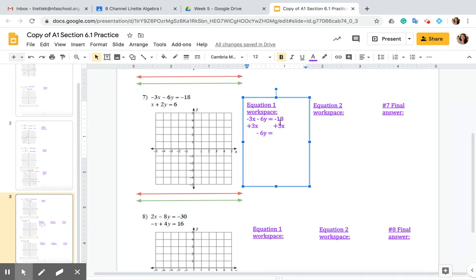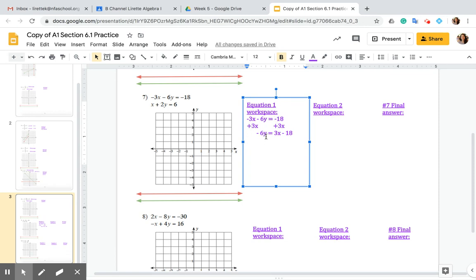All right, and then at the right, I can't combine these two terms. All I can do is put them next to each other. I'm going to put the positive 3x first, and then the minus 18. And the reason why I'm putting the x term first is because in slope-intercept form, the x term goes first. All right, so step number 1, get the x term to the right. We did that.